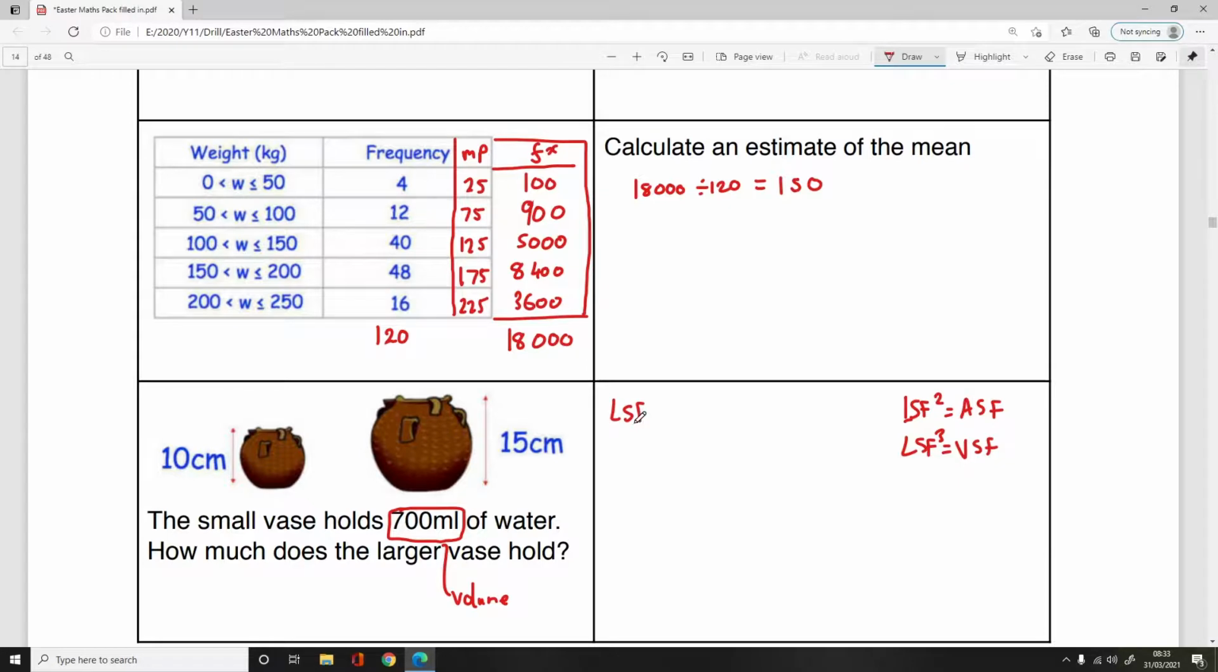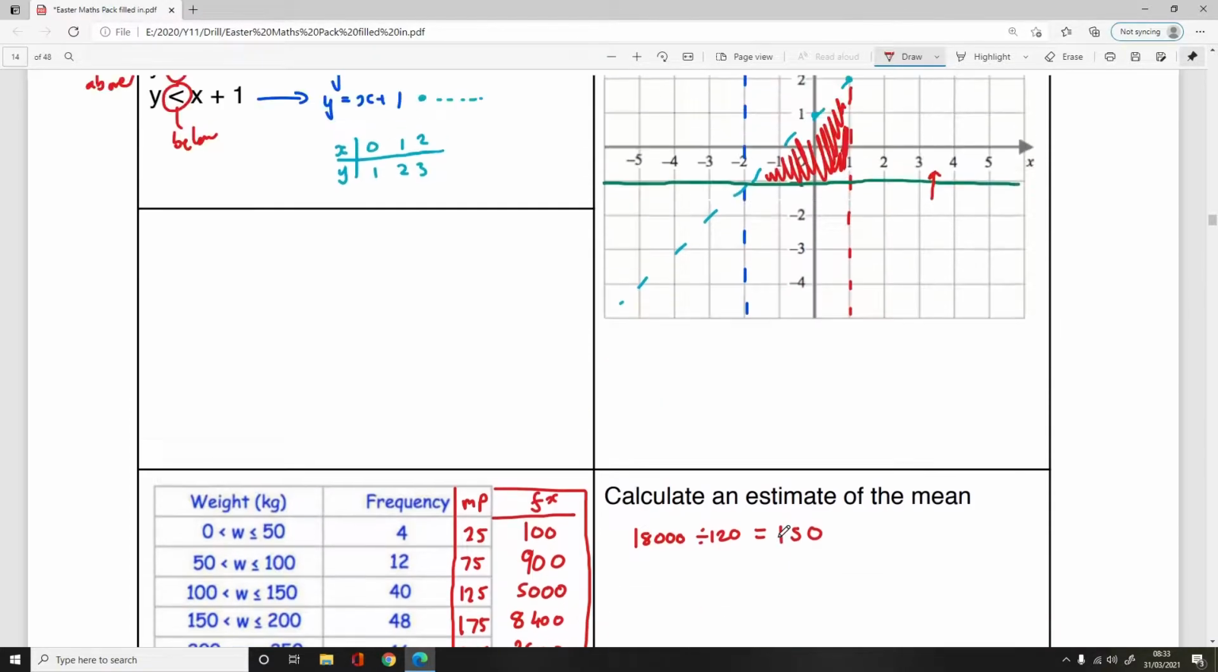Always start by finding your length scale factor. 15 over 10 is 1.5. Your volume scale factor is then 1.5 cubed, which is going to be some sort of unpleasant decimal, 3.375. To get the larger vase, we need to go 700, which is the smaller one, times 3.375, which gives us 2,362.5 milliliters.